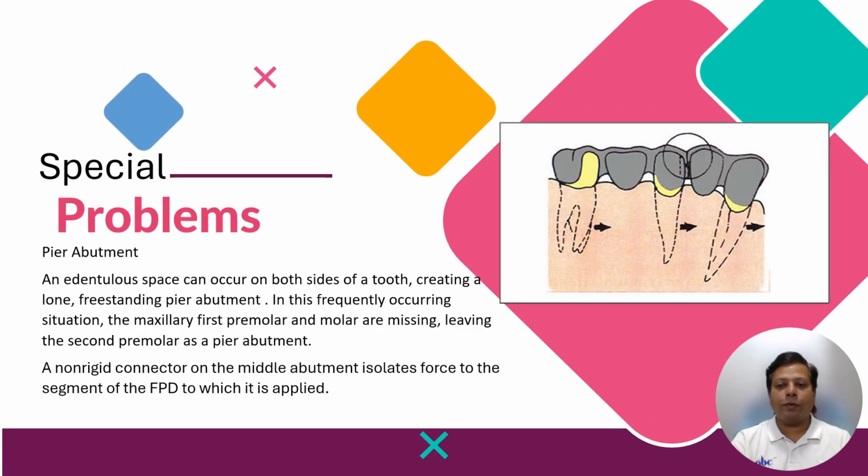Coming to special problems that we encounter generally during our diagnosis or treatment planning. One such thing is called a pier abutment, where there's an edentulous space adjacent to the abutment teeth on both sides, on the mesial as well as the distal side. Here a long span bridge with a rigid connector generally applies tremendous forces on the pier abutment, weakening it and reducing the prognosis of the treatment. Hence, a non-rigid connector is generally indicated in such cases.